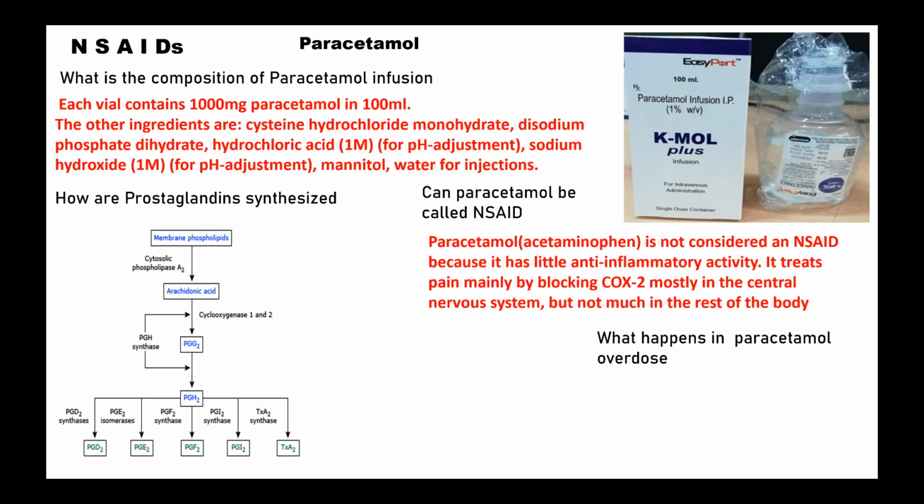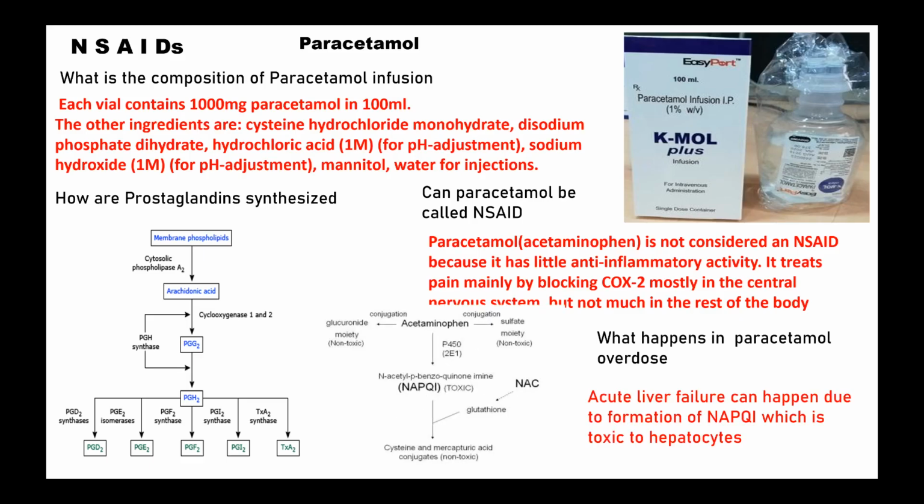What happens in paracetamol overdose? Acute hepatic toxicity, sir. How does it produce? There is a metabolite called NAPQI, N-acetyl-p-benzoquinone imine. It accumulates. Acetaminophen conjugation to glucuronide moiety is non-toxic, and it can conjugate also with sulfate, which is also non-toxic. But when it combines with NAPQI, it has to be neutralized by glutathione. So the glutathione stores will be exhausted. And that is how it produces the cysteine and mercapturic conjugates.